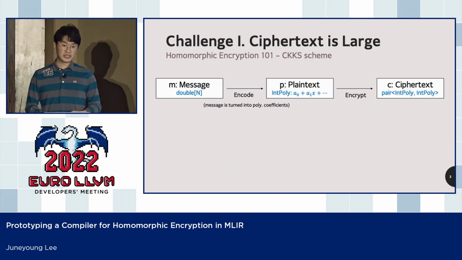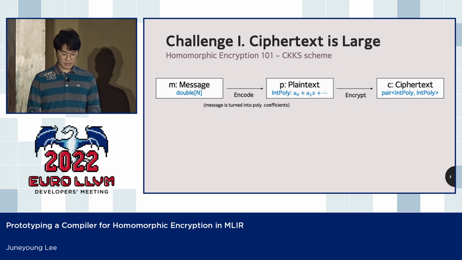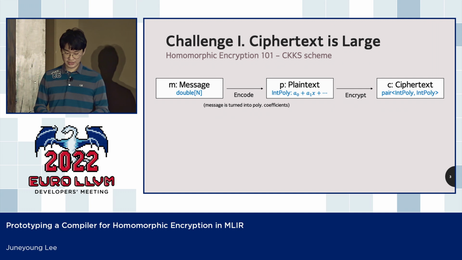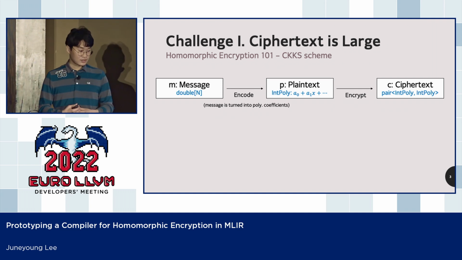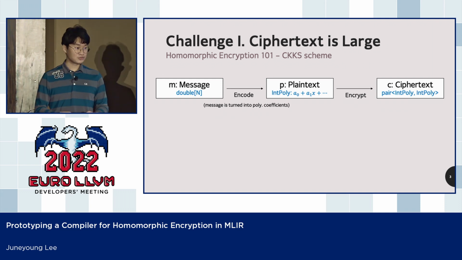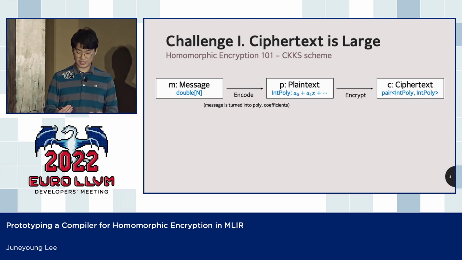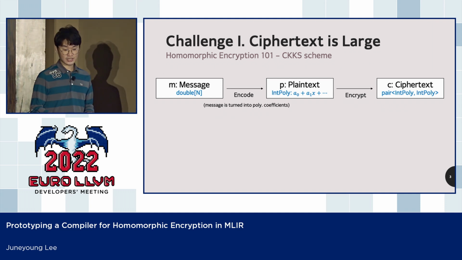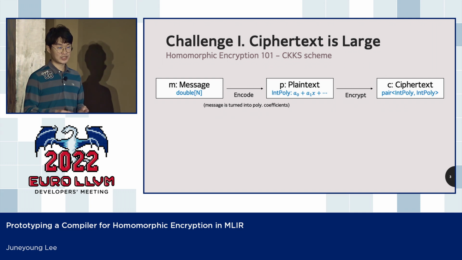The usage of homomorphic encryption is increasing rapidly, but currently there are a few very important challenges, and I'd like to briefly introduce those. The first one is that the ciphertext is large. In order to show how big it becomes, I'm going to briefly introduce a simple homomorphic encryption scheme.